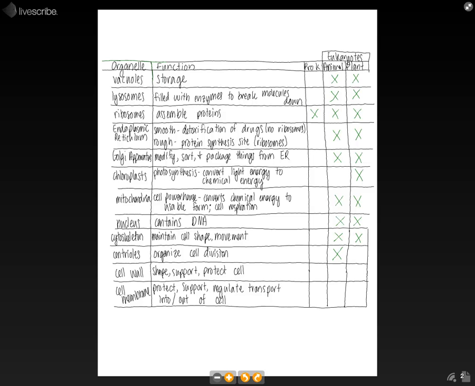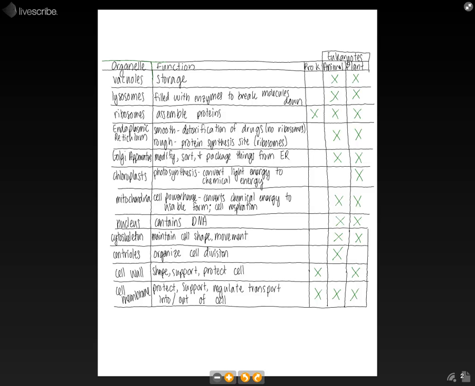And then a cell wall helps shape, support, and protect the cell. Our prokaryotes do have a cell wall, and so do our plants, but animals do not have a cell wall. And then the cell membrane functions to, again, protect and support the cell, but it is also able to regulate the transport of molecules into and out of the cell because it's selectively permeable. And so both prokaryotes and eukaryotes contain cell membranes.